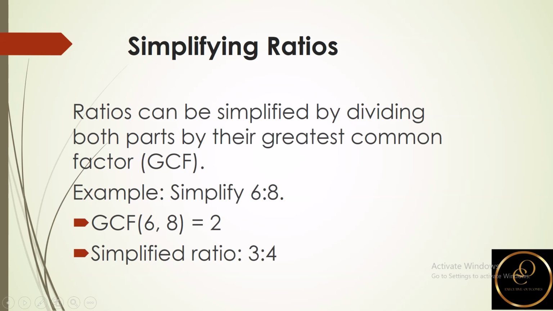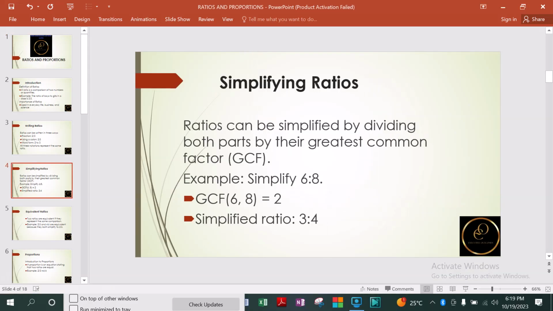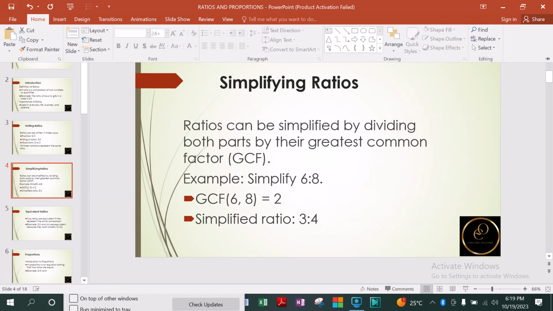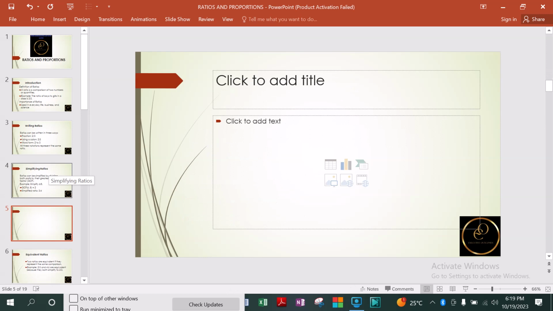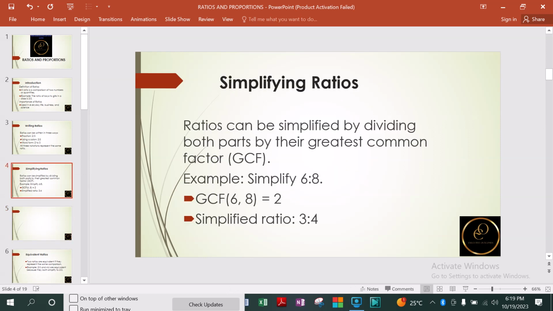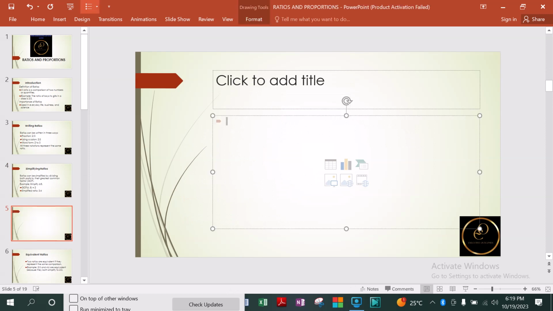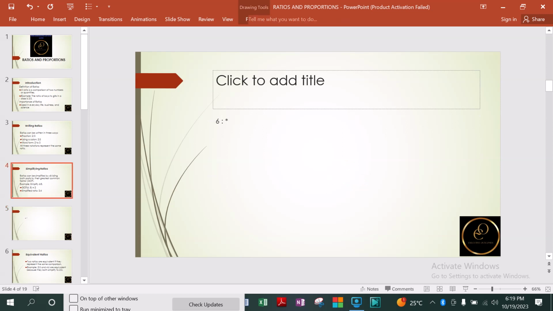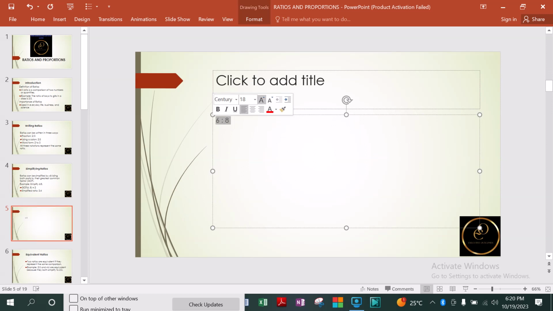what are the factors involved? You can look at it in this manner. Let me just show you this particular one. I insert it just to demonstrate. So you have 6:8, and you write it in this manner. Let me make it bigger so that you can see.